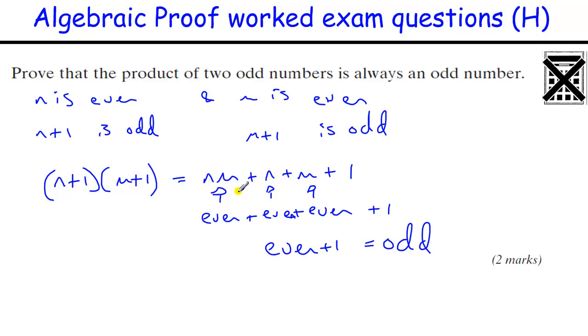Now for 2 marks, I don't think we need to say anything more about n and m being even, but we could say even times even is even. We could explain that a bit more detail, but it's only 2 marks, so I can't think it needs more than that.